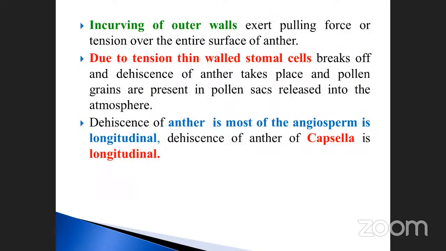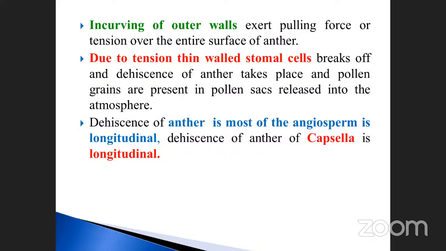Incurving of the outer walls exerts a pulling force or tension over the entire surface of the anther. Suppose it makes a curve, it gives surface tension. The outermost wall layer may shrink. Due to the tension, the thin-walled stomial cells break off. Which cells break off? The stomial cells break off, and dehiscence of the anther takes place, and the pollen grains present in the pollen sacs are released into the atmosphere.